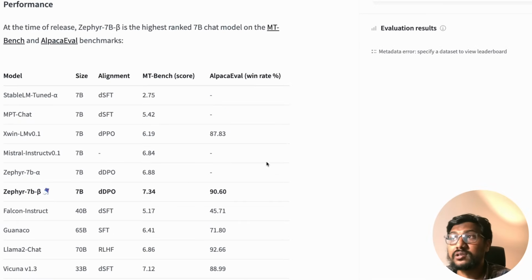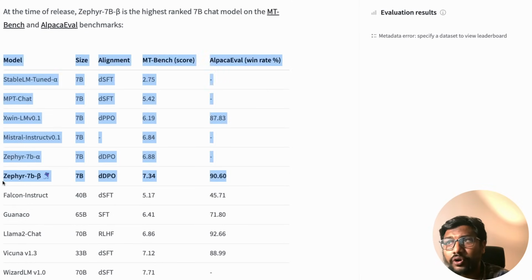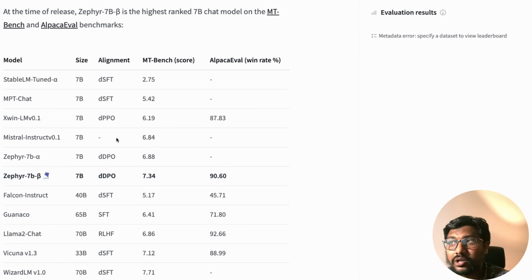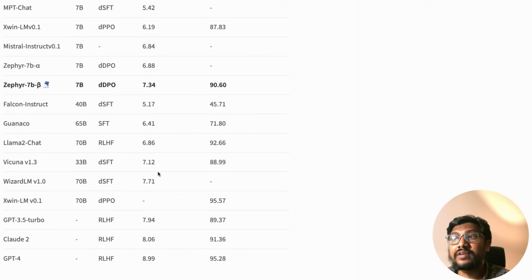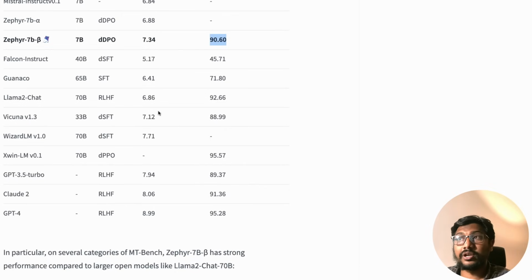And if you compare this model on two benchmarks, MT-Bench and AlpacaEval, you can see this model scoring a really good score, even much higher than the Mistral base model, which scored 6.84 on MT-Bench, while this has scored 7.34, which is even better than the Zephyr 7 billion alpha model. Even when you compare it with GPT 3.5 Turbo, this model is somewhat on par. On AlpacaEval, GPT 3.5 Turbo has scored 89, this model has scored 90, which is way above GPT 3.5 Turbo, and closer to Llama 2 Chat, the 70 billion parameter model, which has scored 92.